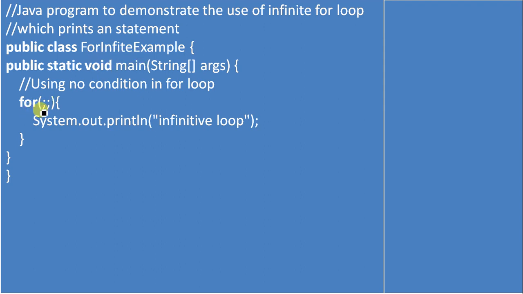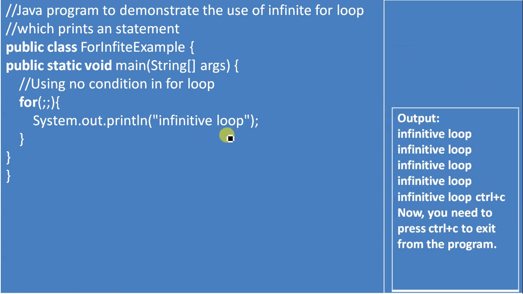Just a simple for with two semicolons, and you print something, like I'm printing infinite loop. As you run this program, it will print infinite times whatever you print. To stop the execution of the infinite for loop, you need to use Control C. You just press Control C, so the JVM will exit from the program and terminate it.